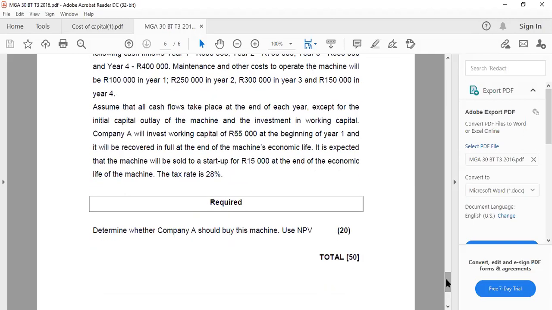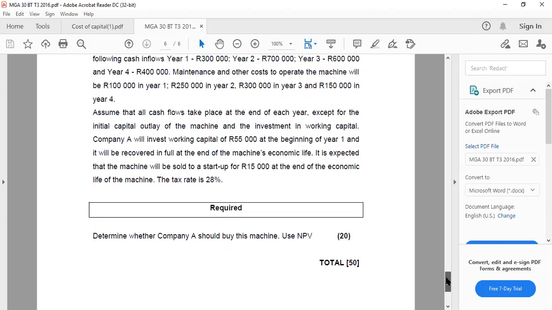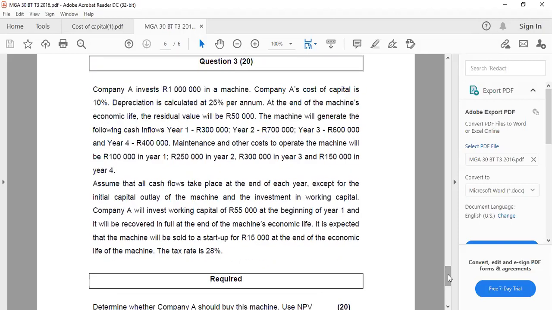So the question is to determine whether the company should buy this machine. We must use net present value. So we must calculate the net present value of the machine after how many years? Four years, I guess. Then from there we'll determine if they should buy it or not. Right now they've given us the cost that the company is going to use.